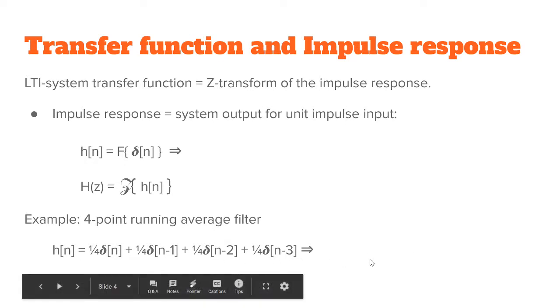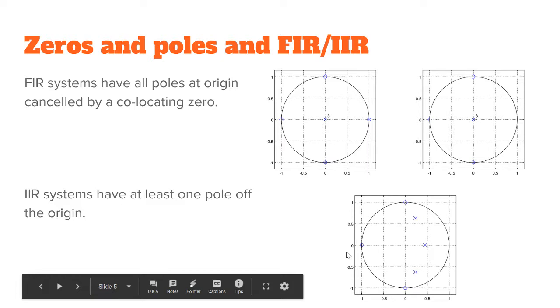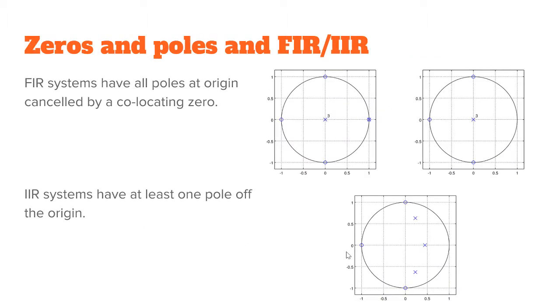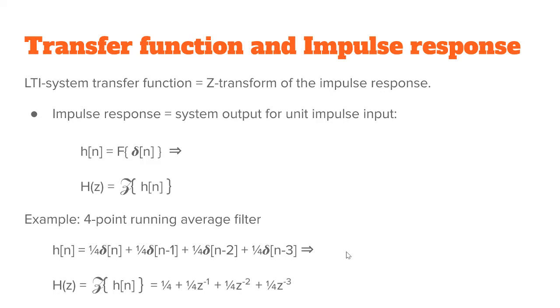The Z transform of the impulse response, well, that's what comes out as a transfer function. No magic in it. Okay, then of course when we have the transfer function, I immediately start talking about the zeros and poles.